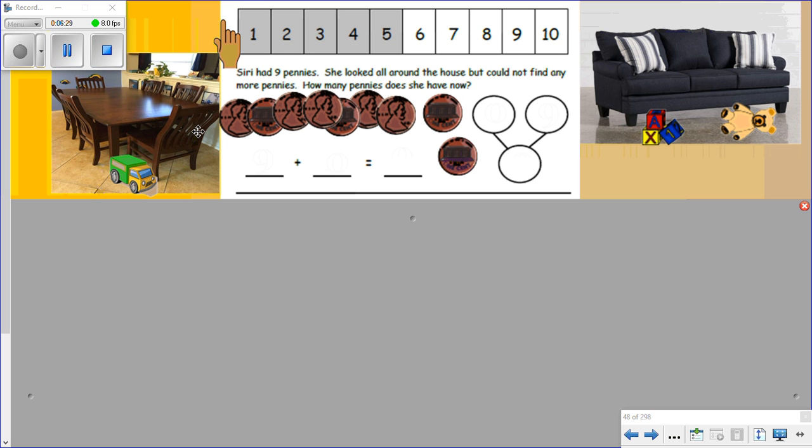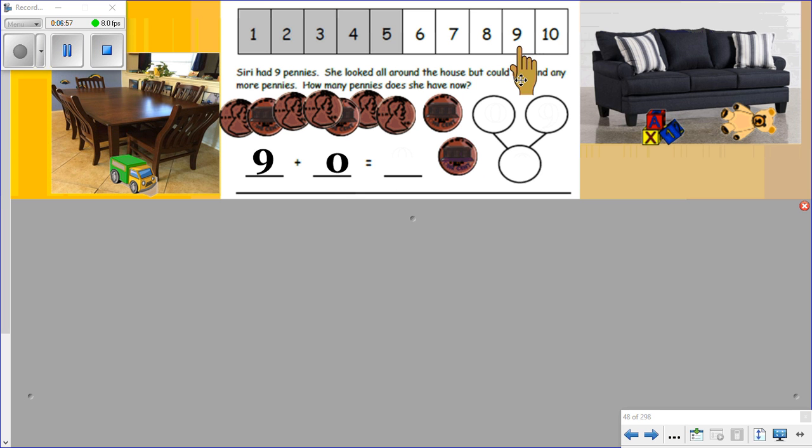Okay, no pennies. So Siri had 9 pennies. Let's go to the number 9 on our number line. So she looked all around and she could not find any more pennies. So what number is going to let us know that she didn't find any more? What's that number? Right, 0, magic number 0. So then how many pennies does she have?